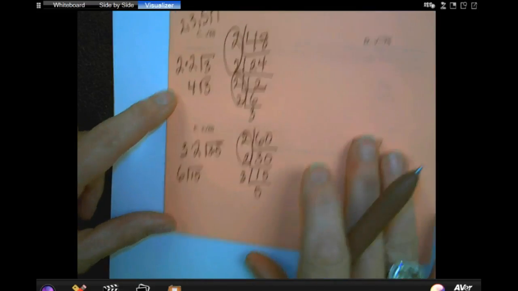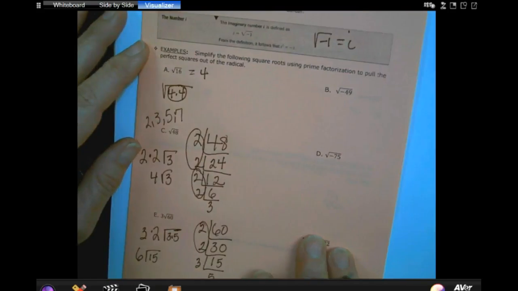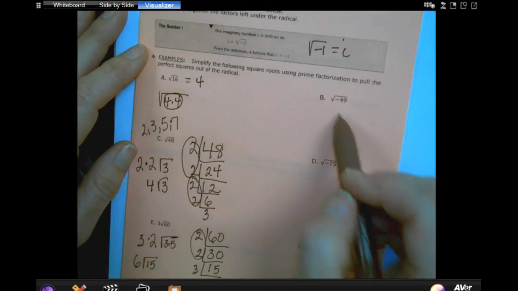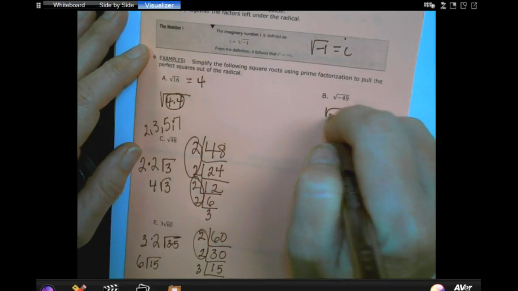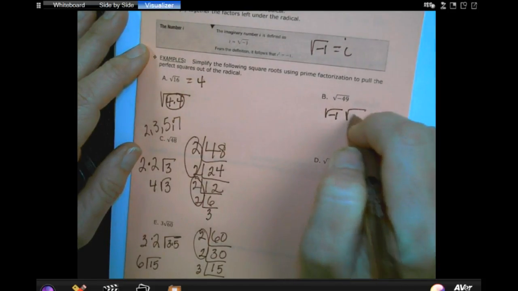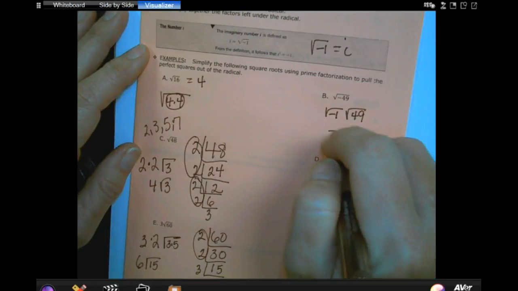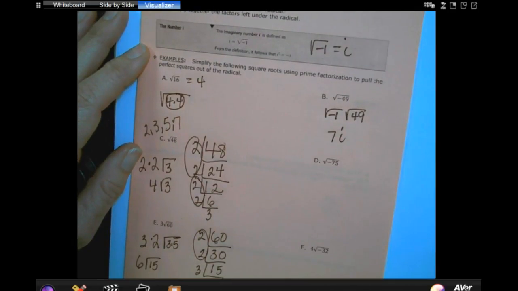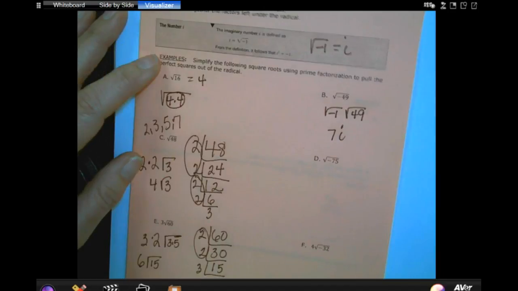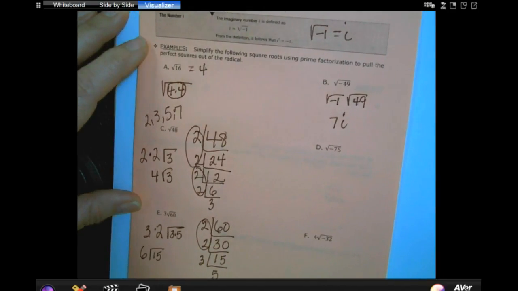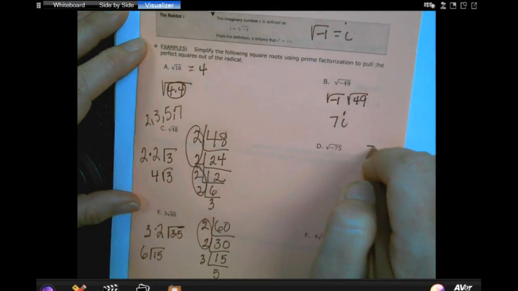Okay? So if I look at B, I have negative square root of 49. So this is the square root of negative 1 times the square root of 49. And we said 49 is a perfect square, so that's 7i. But 75 is not a perfect square.